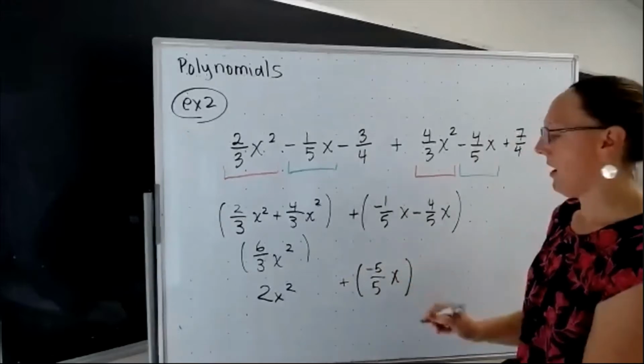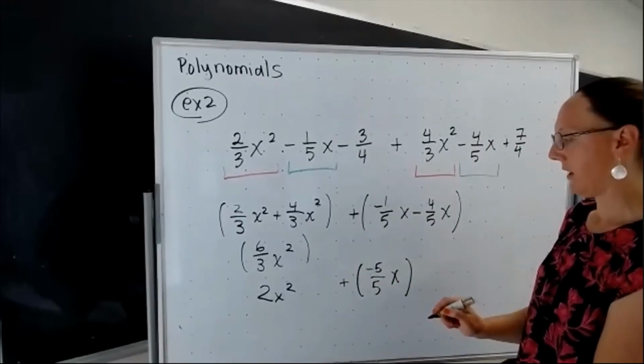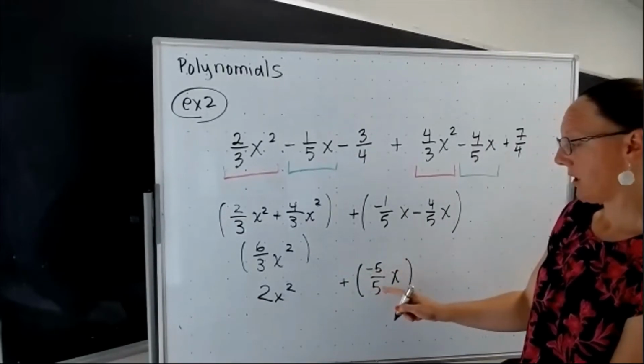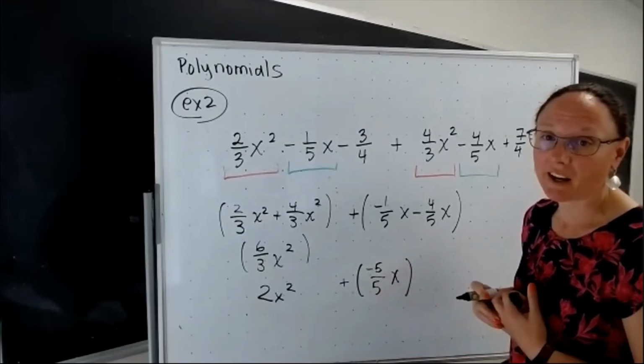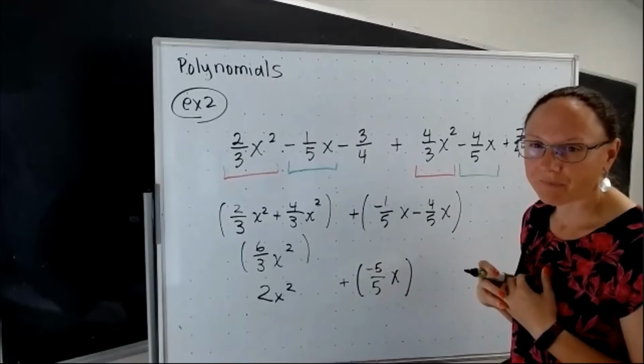-5/5 of an x. And if we wanted to simplify that more, -5 over +5 is going to be a -1.